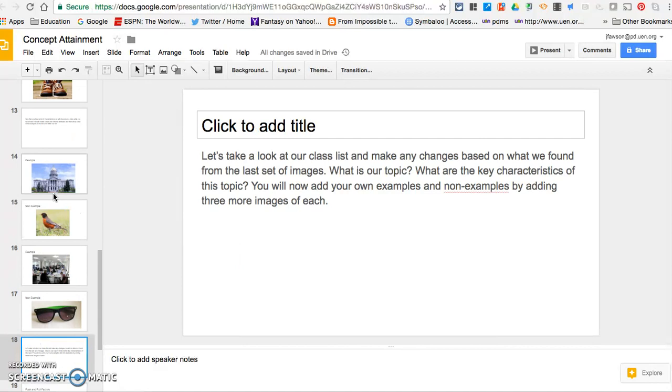So after that, I would then have the class take a look at the class list, make any changes that we need to, and then say, okay, what is our topic? But more importantly, what are the key characteristics of that topic? And then I would have them add 3 images of examples and non-examples to what we've already done. So this is where they're going to start creating and adding to our presentation.